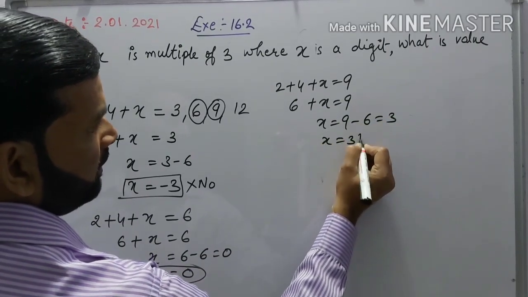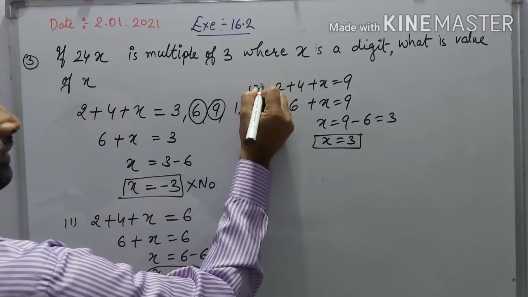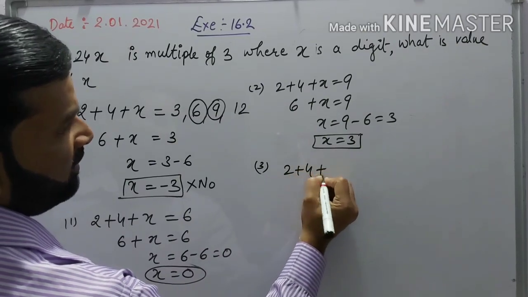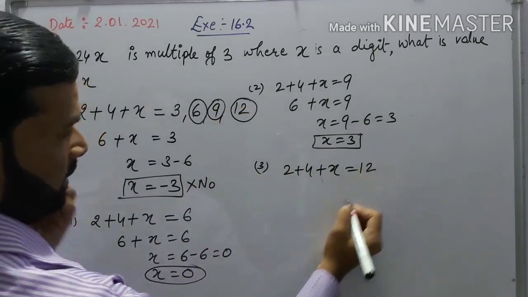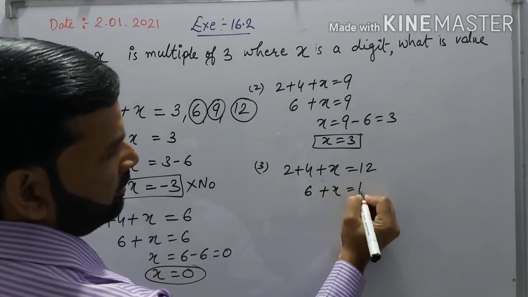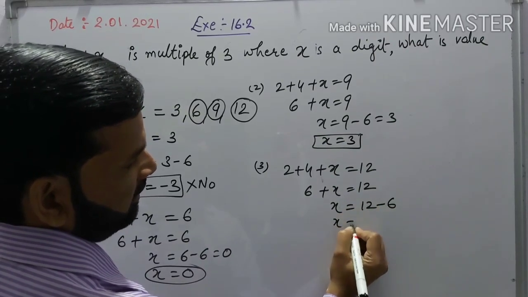x is equal to 3 is the second value, and the third value is again 2 plus 4 plus x is equal to 12. You write the 12, that is 6 plus x is equal to 12, that x is equal to 12 minus 6, so x is 6.